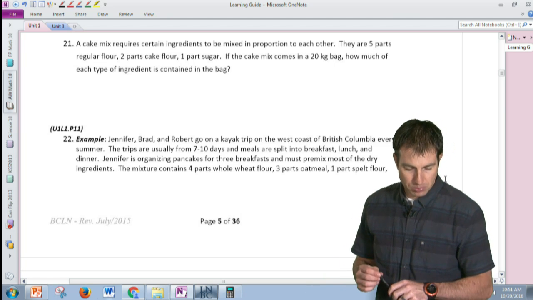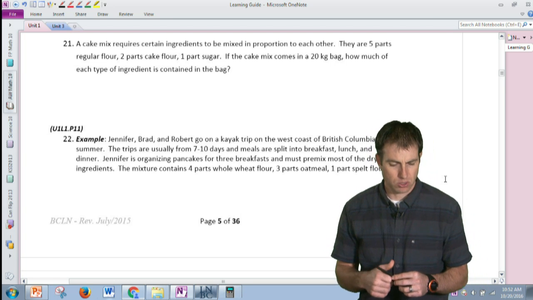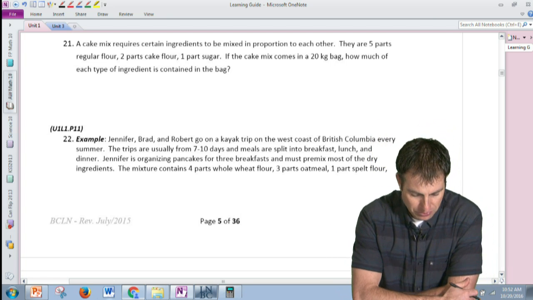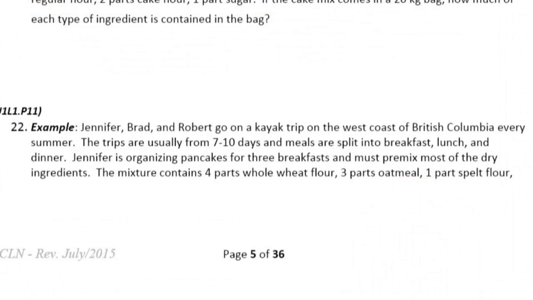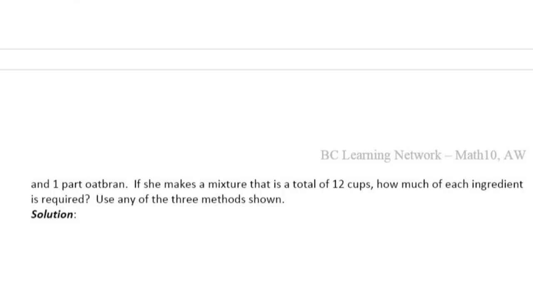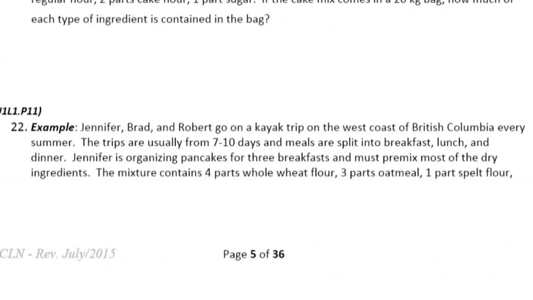All right, example number 22. Jennifer, Brad, Robert, kayaking on the west coast of British Columbia. 7 to 10 days, meals are split into breakfast, lunch, and dinner. Jennifer is organizing pancakes and must pre-mix most of the dry ingredients. 4 parts flour, 3 parts oatmeal, 1 part spelt flour, 1 part oat bran. She makes a mixture of a total of 12 cups. How much of each ingredient is required? Use any of the 3 methods shown.